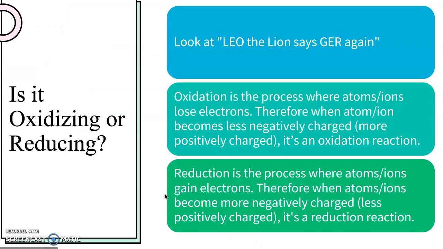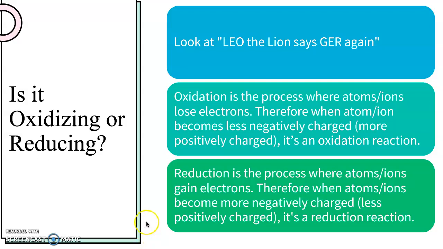To tell whether a species is being oxidized or reduced, let's look at our memory aid again. Leo the Lion says GER. Since oxidation is the process where an atom/ion loses electrons, you'll know it is an oxidation reaction when the products have a higher charge than the reactants. In other words, when an atom/ion becomes more positively charged, it is an oxidation reaction.